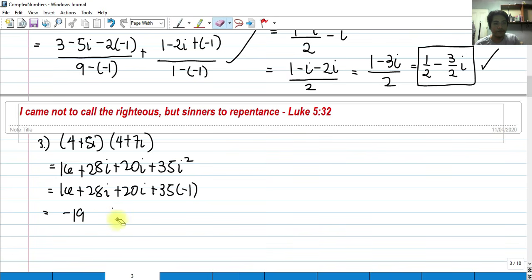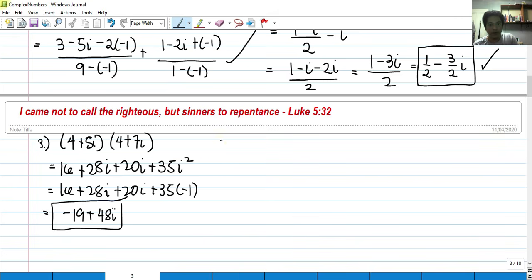And then plus 28i plus 20i, that's plus 48i. So this is our answer for this problem. It's easy, right? So for number 4, we have 2 square root of 2.